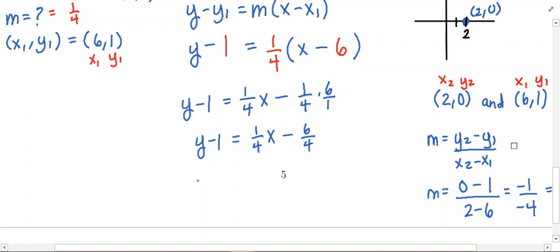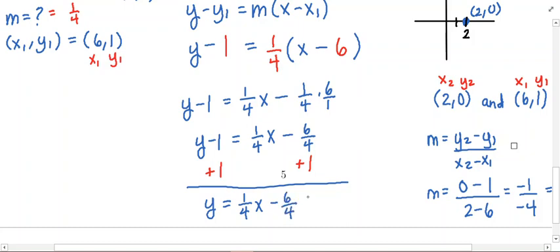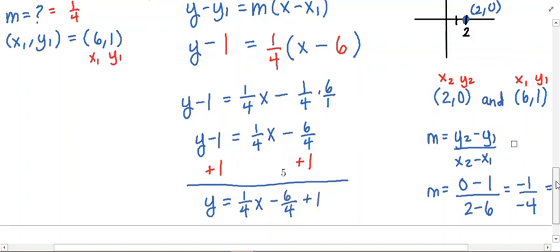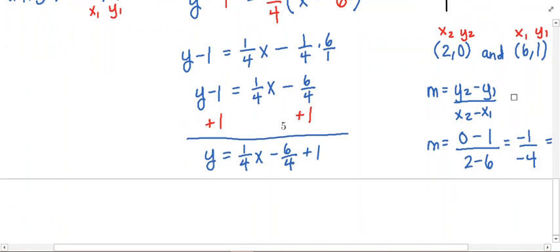So then what we can do is, we're solving for y here, we can go ahead and add the 1 to both sides, okay? We want to get y by itself, so since we're subtracting 1, we're going to do the opposite and add 1 to both sides. So we're going to get y on the left, that's equal to 1/4 times x minus 6/4 plus 1, okay? So I need to simplify this number. You can't combine any of the pieces with the x term because it's the only term that has an x.